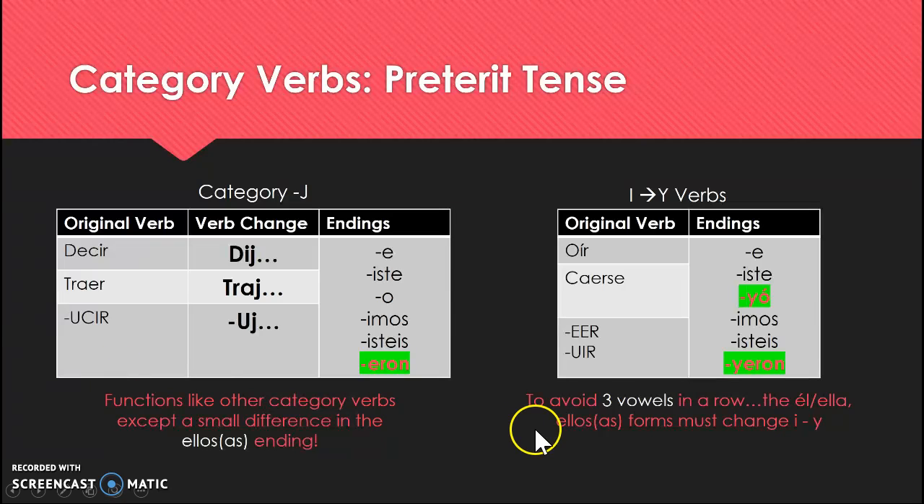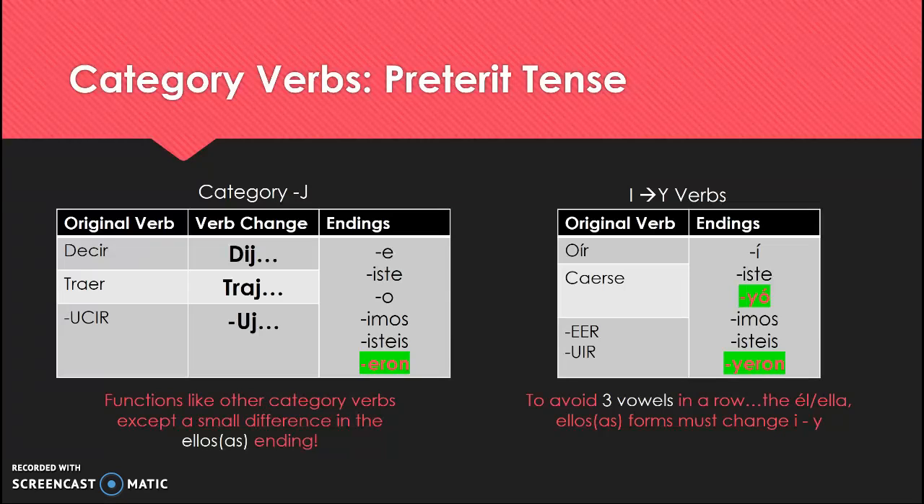Now, I to Y verbs are slightly different. I to Y verbs undergo 2 special changes in their conjugation, and their endings are brand new. Their endings are just like our normal ER-IR verb endings, but with a tweak in 2 different spots. And this is because all of the verbs that are going to fall into this pattern are either ER or IR verbs. Verbs like oír, caerse, leer, or destruir, or influir. Verbs that end in EER or UIR.